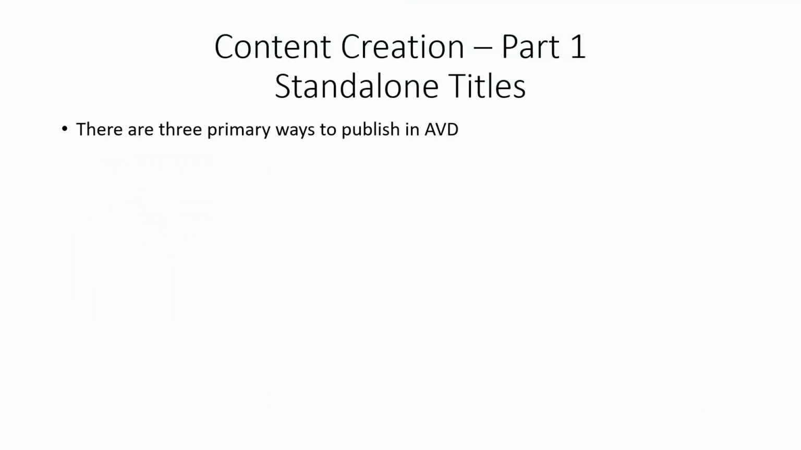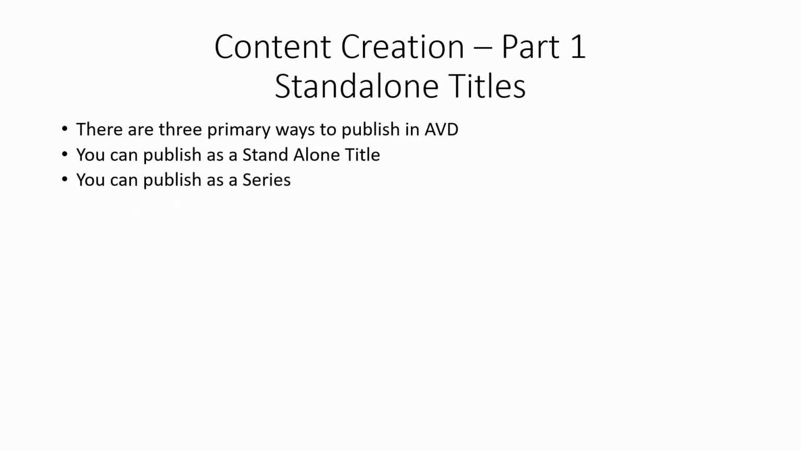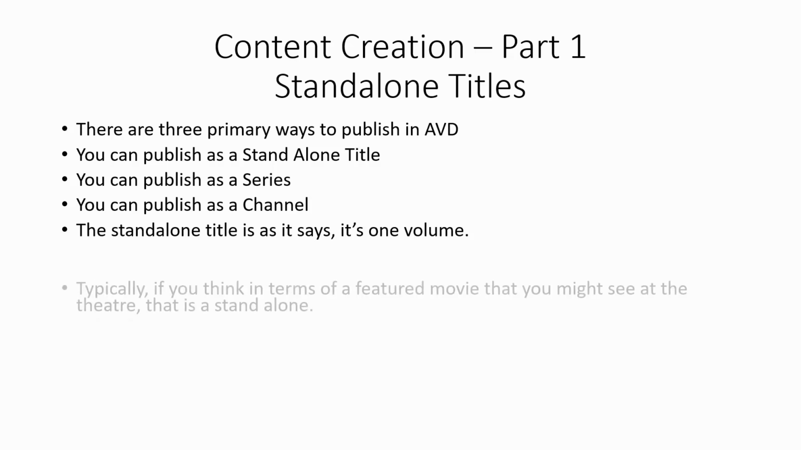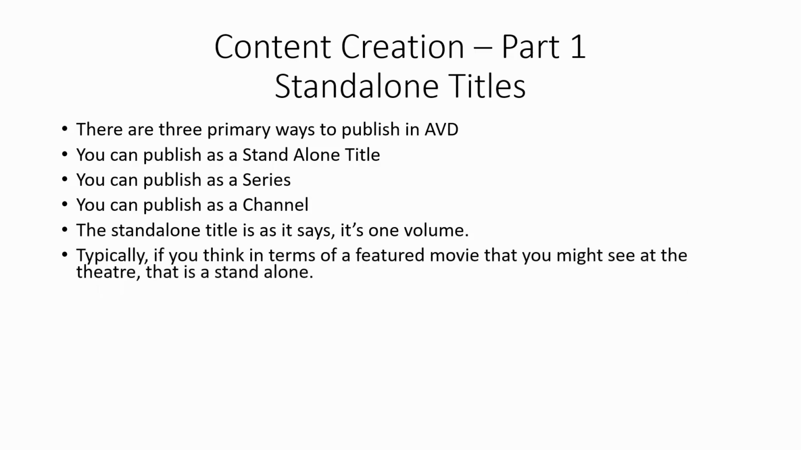There are three primary ways to publish in Amazon Video Direct. You can publish as a standalone title, as we've just seen. You can publish as a series, and you can publish as a channel. Now the standalone title is, as it says, one volume or one video. Typically, if you think of it in terms of a featured movie that you might see at a theater, that is a standalone. It doesn't require you to see anything before or after it to get the maximum benefit or enjoyment from the video.